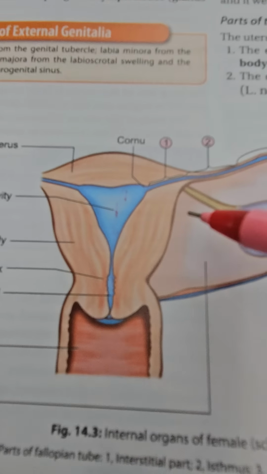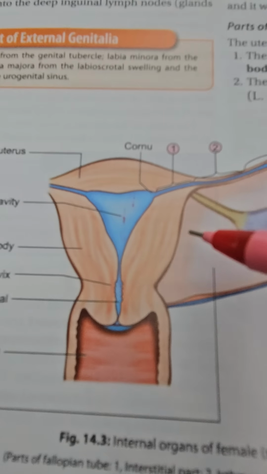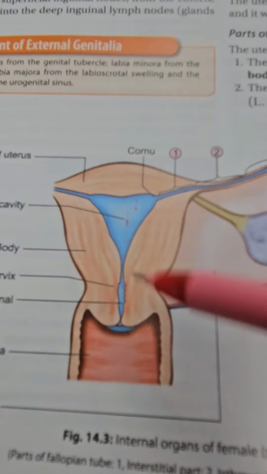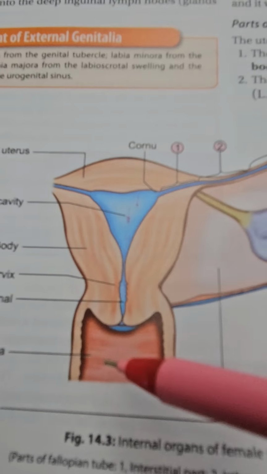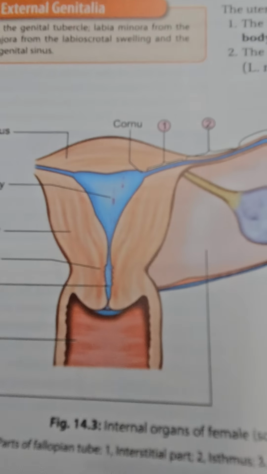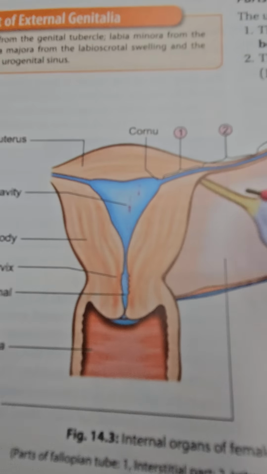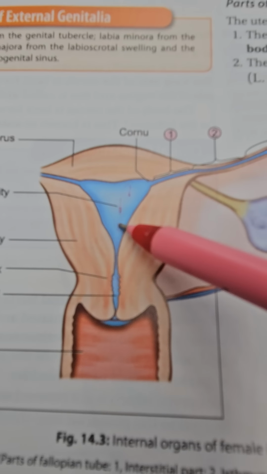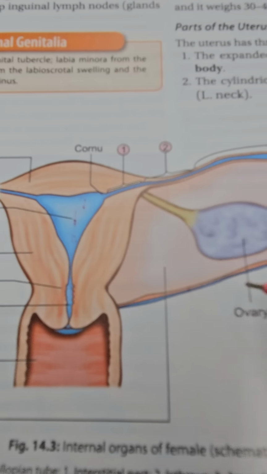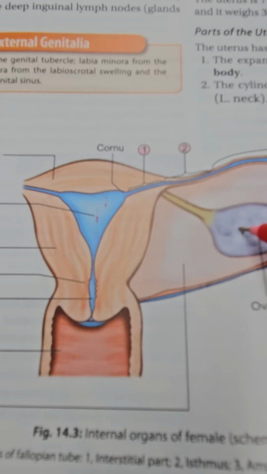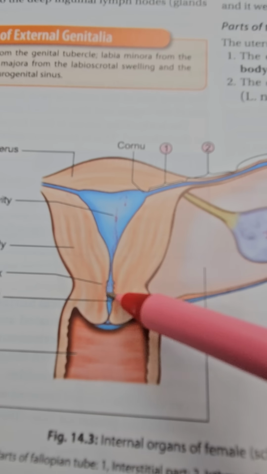The female genital organs may be divided into two groups. One is the internal genital organs. The organs lie within the abdomen, and the others are the external genital organs. The internal genital organs consist of the uterus and two uterine tubes, ovaries on both sides, and the uterus is connected with the vagina.